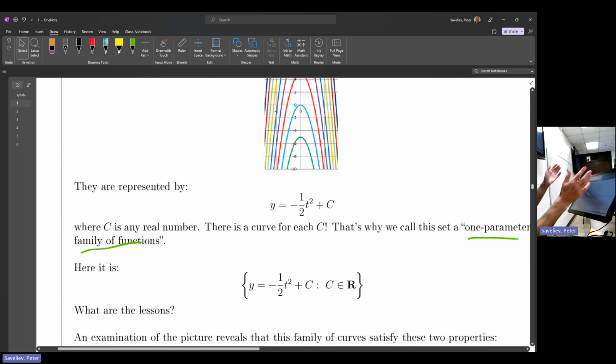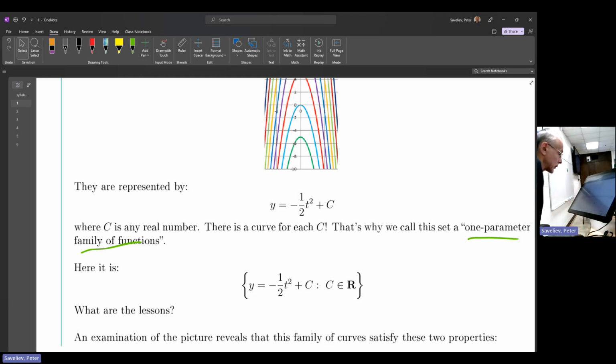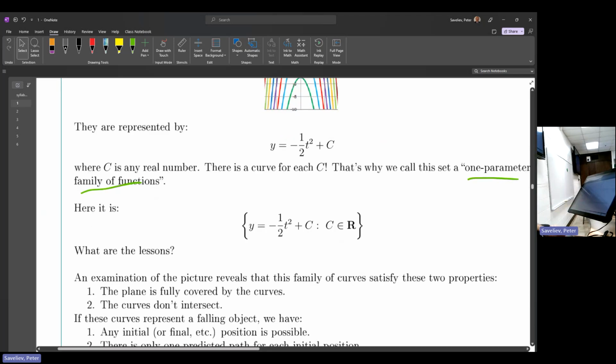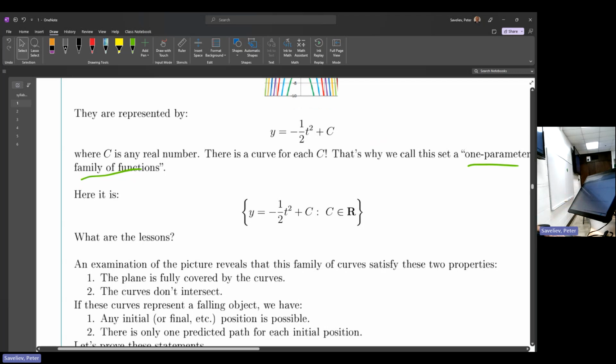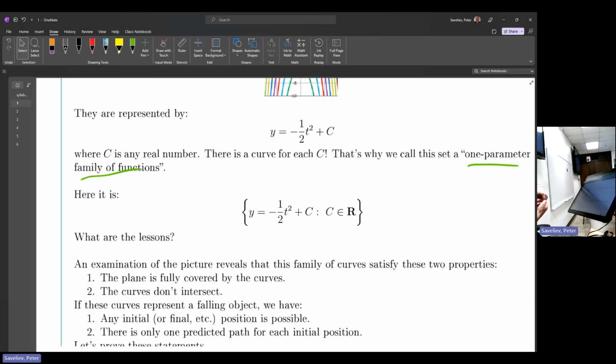So let's make a very simple computation and confirm that. We're not doing differential equations at this moment. What we have available is this collection of functions, one for each c, and what I want to demonstrate is property number one, the plane is fully covered by the curves, and then the second one. Why it's important: if these curves represent objects, we want any initial or final condition to be possible. So we cover all possibilities. Final position: if I'm throwing from this position under this angle, we should be able to trace the ball. Or if I'm trying to hit a spot over there, I should be able to trace it backwards and hit that spot. And there is only one path for every initial position.